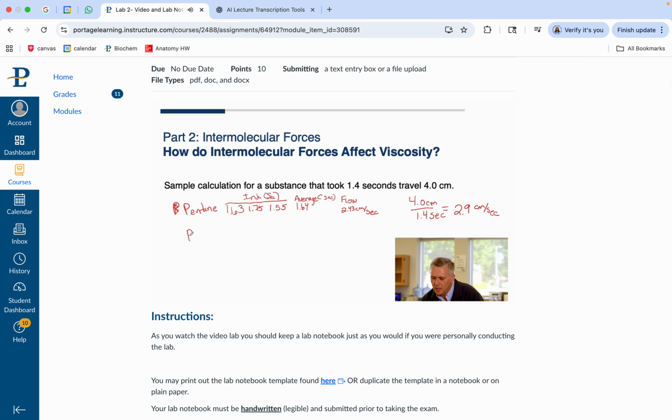Now, we can do that. We've seen it for pentane. We can do it for pentanone. It's the one that we know actually has intermolecular forces of dipole-dipole. This one was a little bit faster in terms of flow. I'm sorry, a little bit slower. It took more time. So again, these are our 3 values.